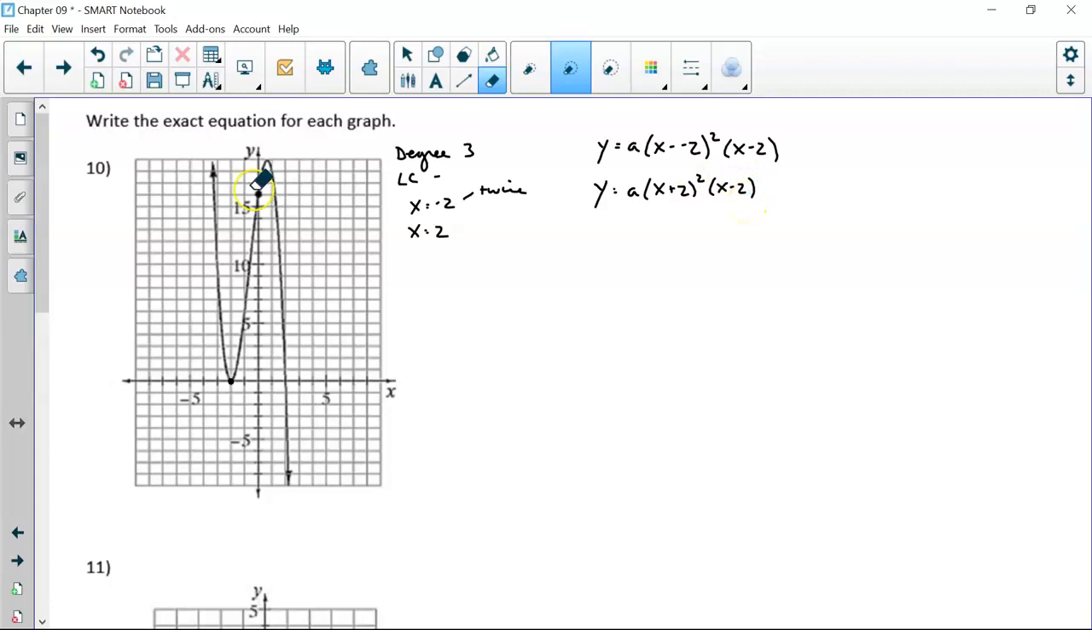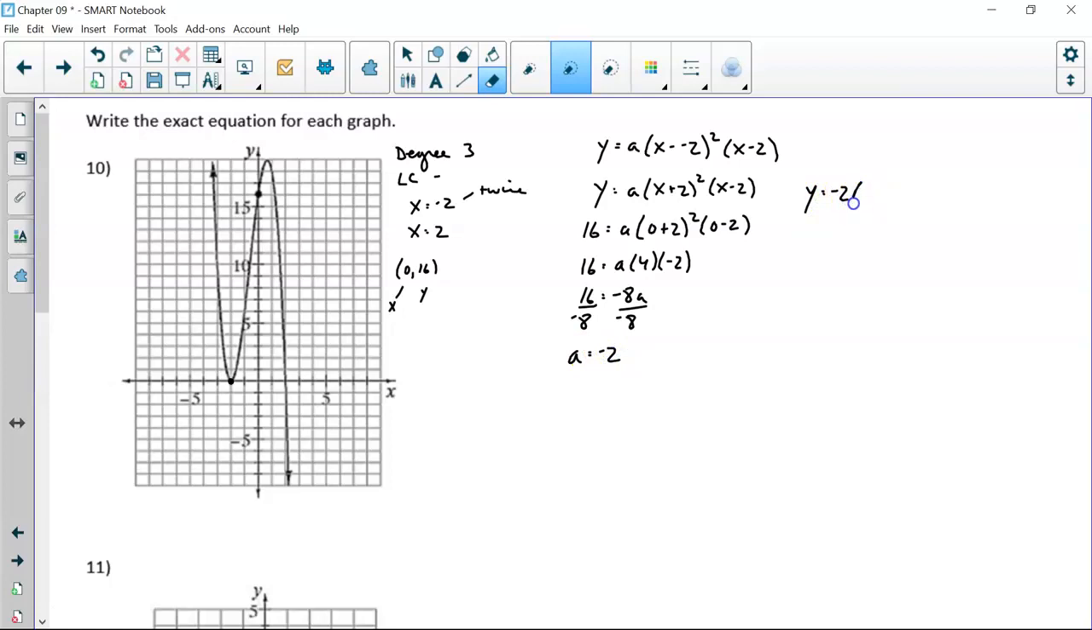And I see a point at 0, 16. There's my x and my y. So 16 equals a times 0 plus 2 squared, 0 minus 2. A times, so 2 squared is 4 times negative 2. So 16 equals negative 8a. Divide both sides by negative 8. A equals negative 2. So y equals negative 2 times x plus 2 squared times x minus 2. There's our polynomial function in factored form.